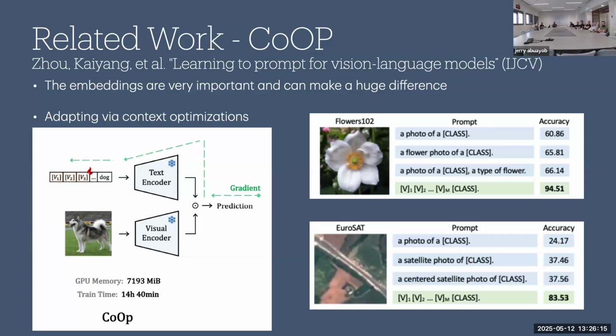Okay, so if we look, for example, at Flowers 102, the prompt that CLIP gets is a photo of, let's say, lavender or something. I don't know flowers. So it's a photo of a class. So what is it? A water lily. No, lavender. And so context optimization, they said, okay, let's learn the prompt.